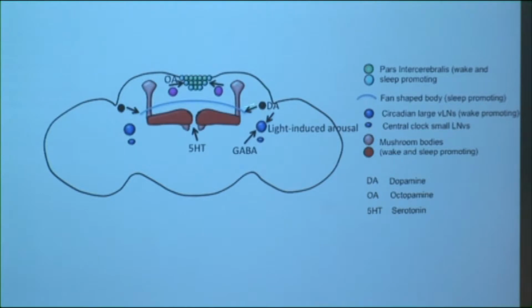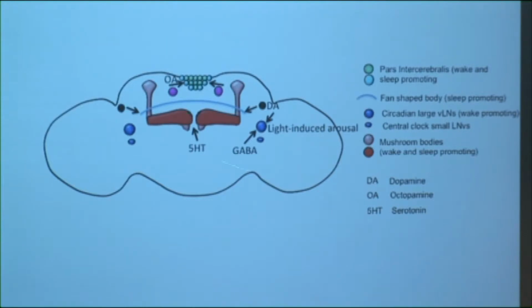Mark Wu's lab showed recently that the source of the wake-promoting dopamine is the PPL3 neurons. Again, there are many dopaminergic neurons in the fly brain, but these are the ones shown here that are important for promoting wake. And again, the activation of a single neuron has a significant effect. And the effects of dopamine go through this structure here called the fan-shaped body. This was also shown by Mark's lab.